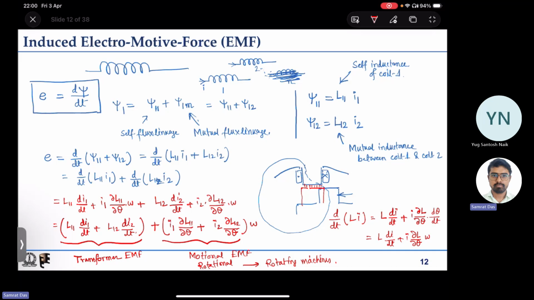So these are the two kinds of induced EMF that we can have, and now we will take an example for all these four cases, four examples of induced EMF, and try to understand them better. Is there any question till this point?